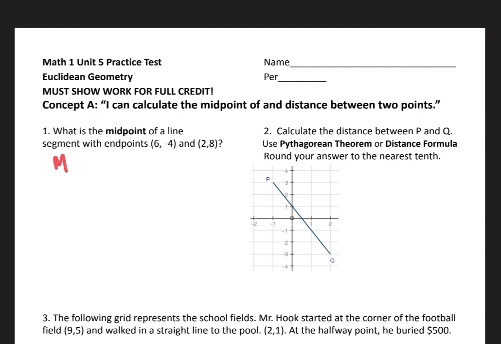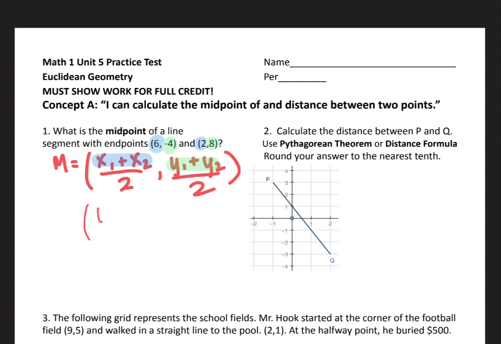So remember the midpoint formula is when we add our x coordinates, so x1 plus x2 divided by 2, and then we add our y coordinates, y1 plus y2 divided by 2. The x coordinates are the first numbers, and the y coordinates are the second numbers. So using our midpoint formula, it's going to be 6 plus 2 divided by 2, and then -4 plus 8 divided by 2.